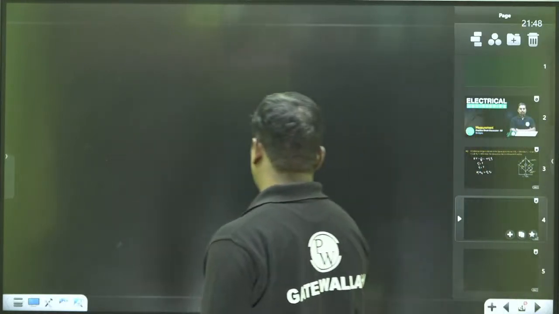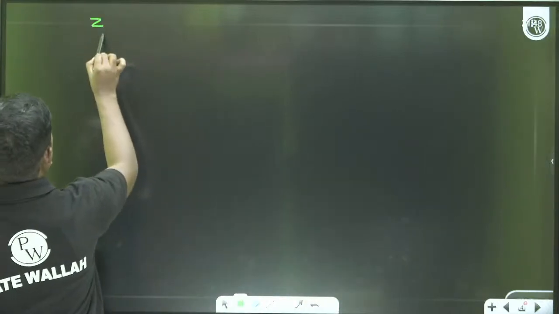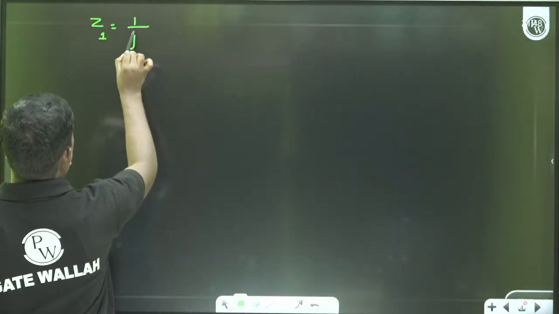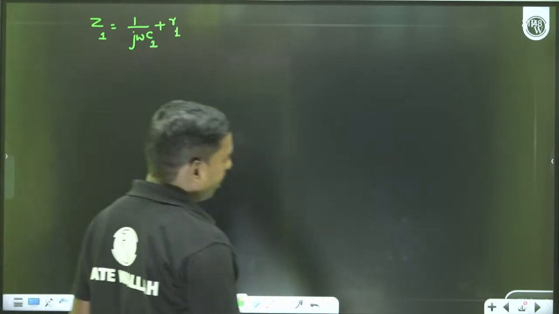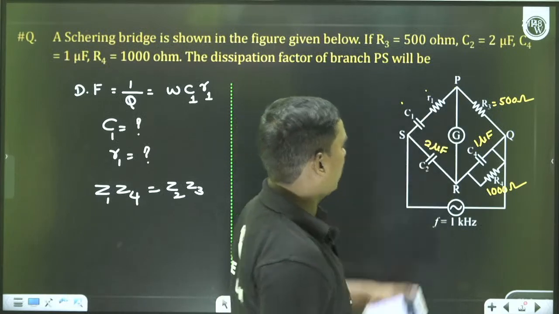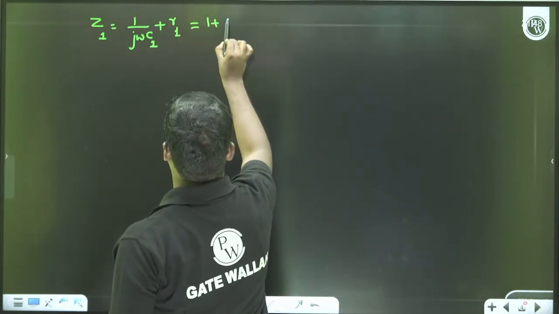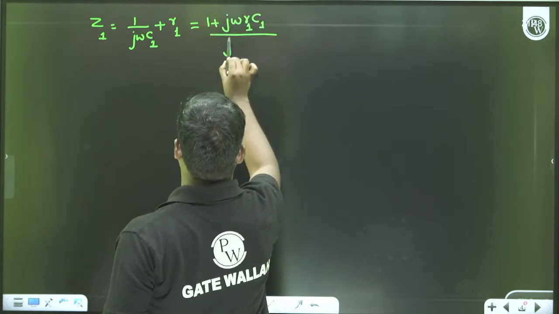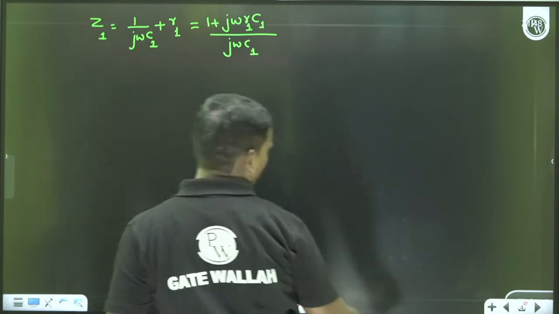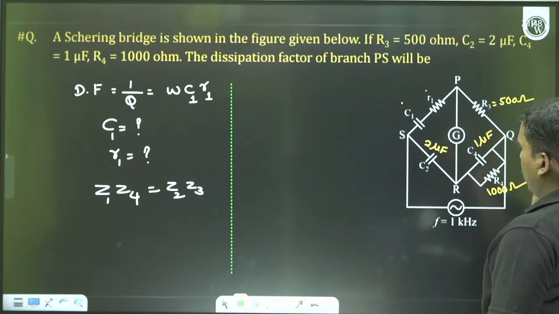What is Z1? Z1 is equal to 1 by j omega C1 plus R1. Why? Because both are in series. So it will be 1 plus j omega R1 C1 by j omega C1. Chalo, next. That is the PS branch, Z1.